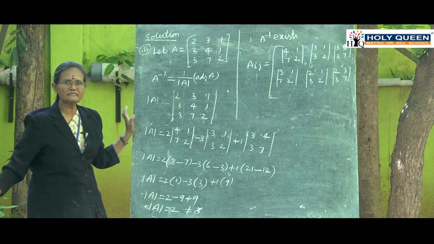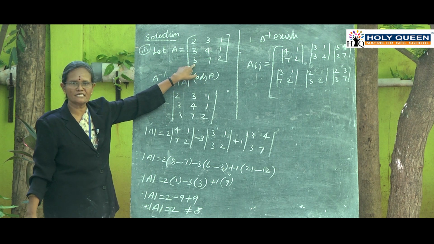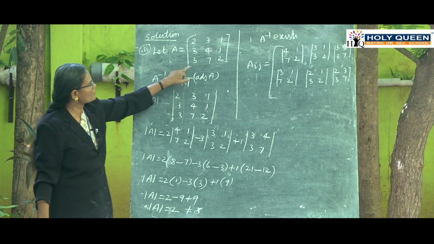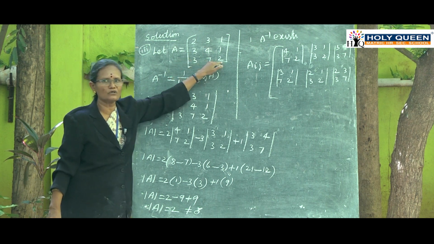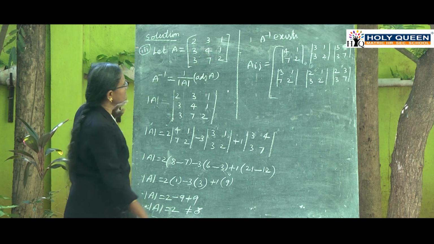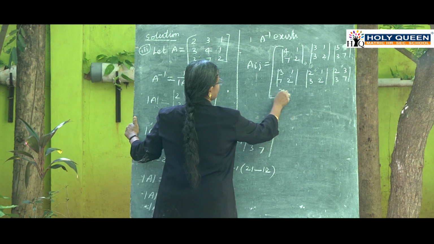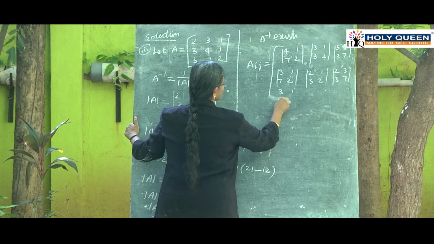Now let us consider the third row. Third row, what is the first element here? 3. The position of 3 is third row and the first column. Ignore that third row and the first column. Write down the remaining elements. 3, 1, 4, 1.